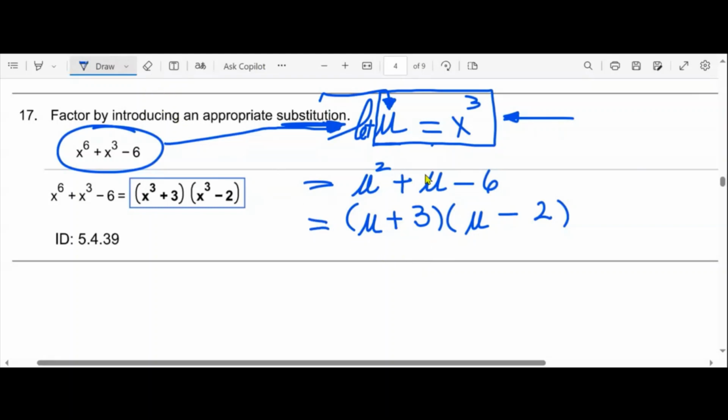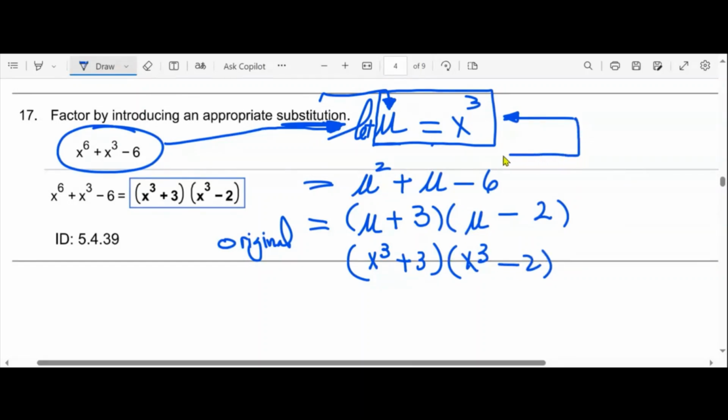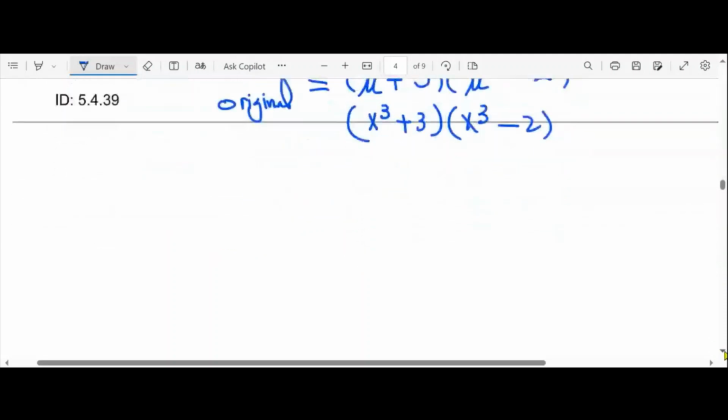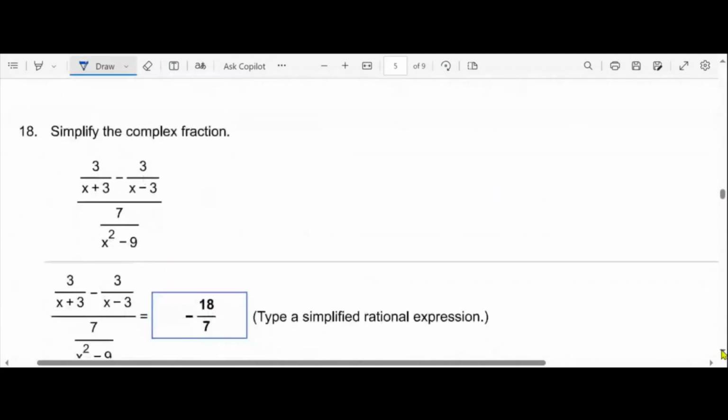But forget about this. We have to go back and put this into what? X cubed plus 3. Bring it back to the original. And x cubed minus 2. Is this clear? Yeah. Clear. That's why they call it substitution. Next.